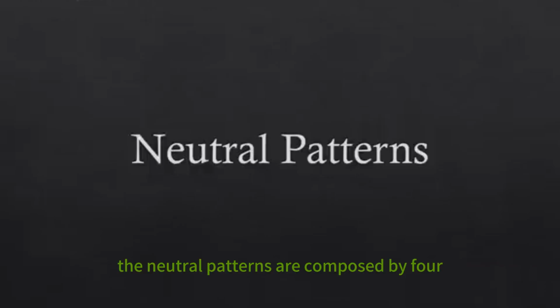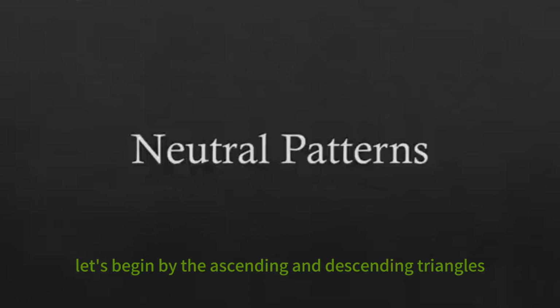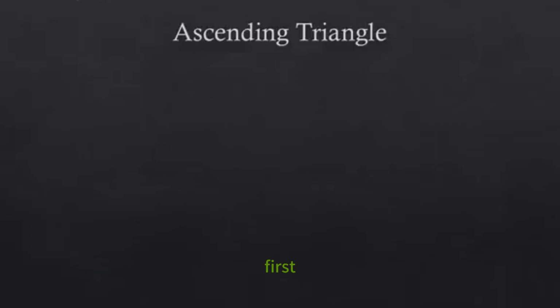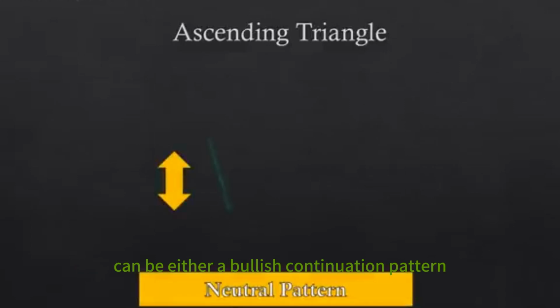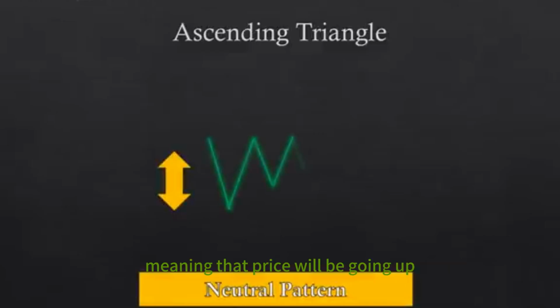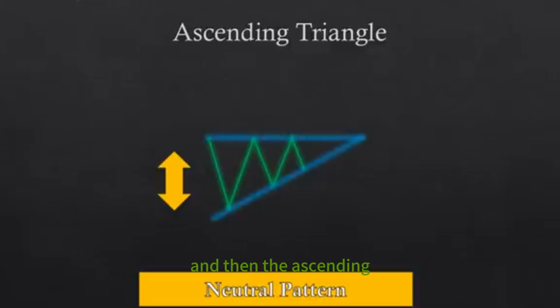The neutral patterns are composed of 4 types of triangles. Let's begin with the ascending and descending triangles first. The ascending triangle, as we saw earlier, can be a bullish continuation pattern, meaning that price will be going up, and then the ascending triangle will confirm a continuation to the upside. But the ascending triangle can also be a neutral pattern, that means that the direction the market was going before the pattern is irrelevant. What matters is the breakout direction that confirms the ascending triangle.